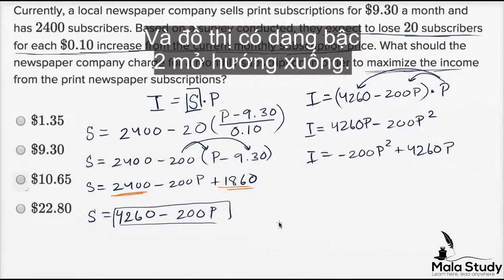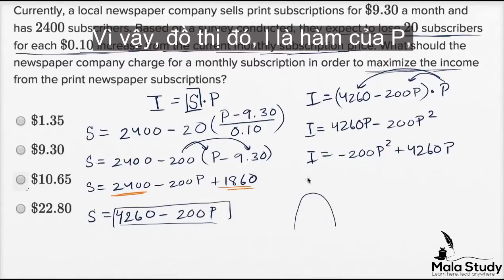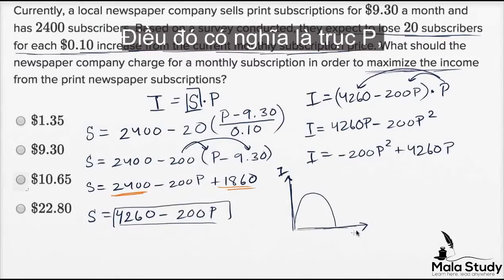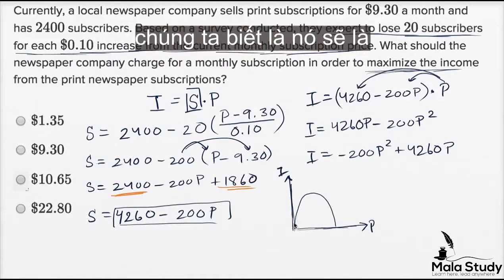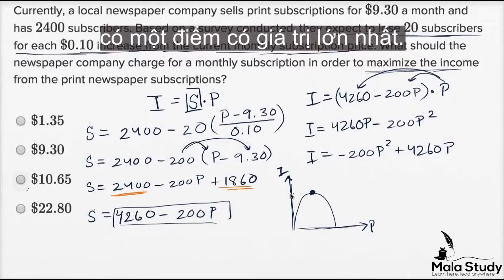So this is a quadratic. And it is a downward opening quadratic. We know that because the coefficient on the second degree term is negative. So this graph, I as a function of P, so if this is the y-axis, that's the I-axis. If this is the P-axis right over here, we know that it's going to be a downward opening parabola, and that's good because we want to find a maximum point. A downward opening parabola will actually have a maximum point.